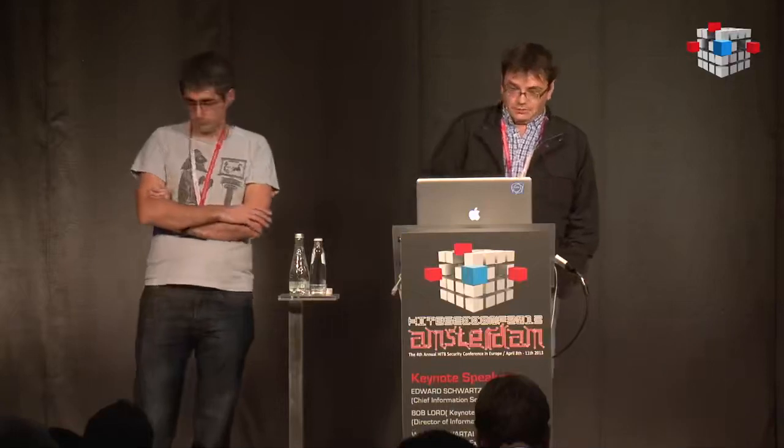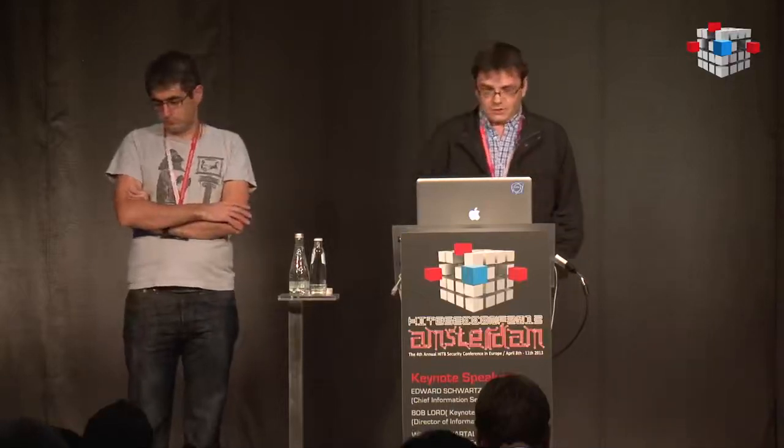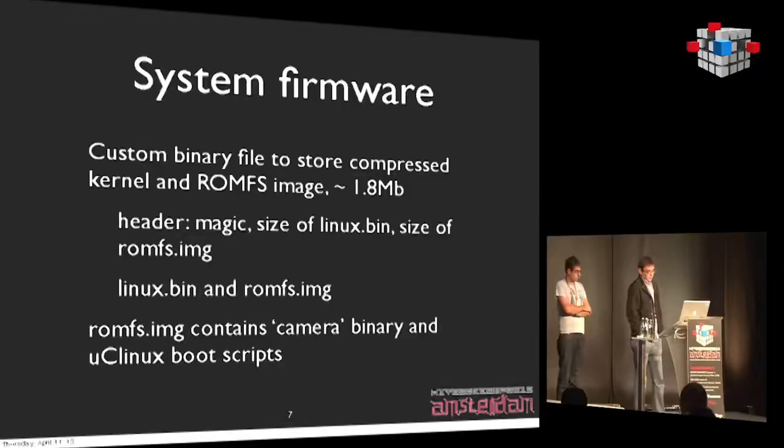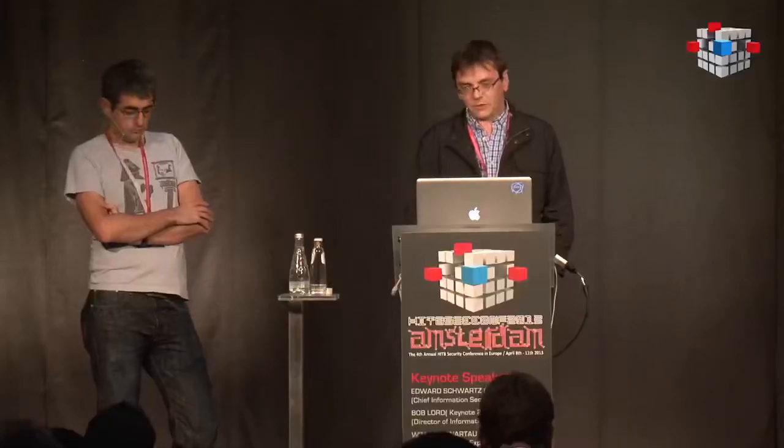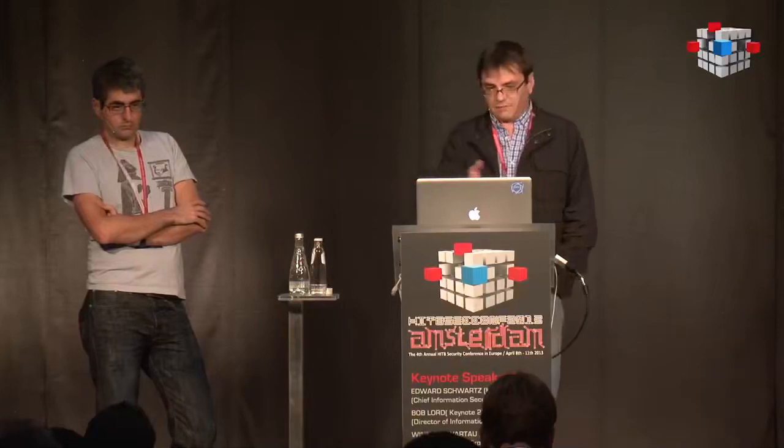I'll just briefly go over what the files look like. So this system firmware is a custom binary file. It starts with a header, like 20 bytes or something. There are two different versions, but they are almost the same. And yeah, 4 bytes of magic number, and then sizes of 2 files, Linux bin and ROMFS image, and the files themselves.